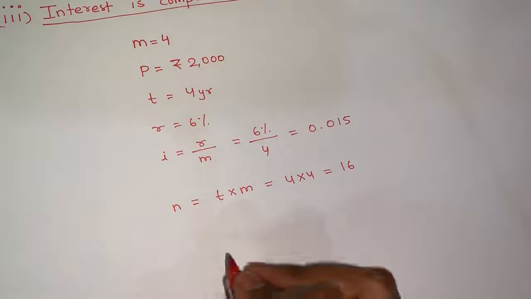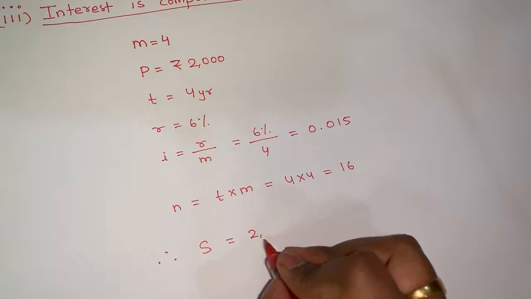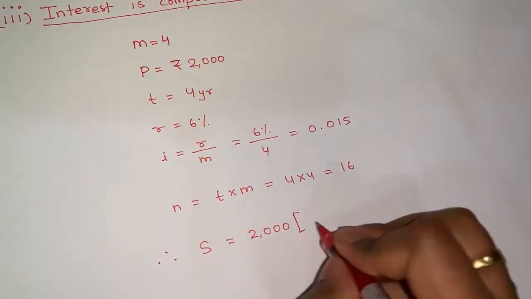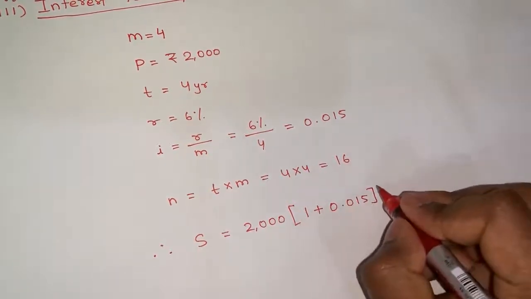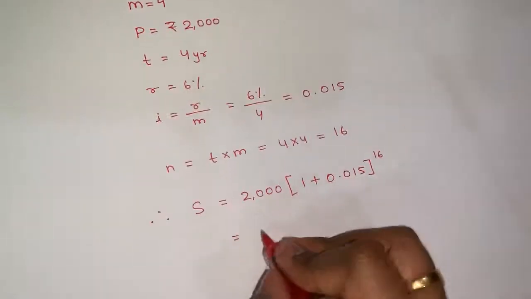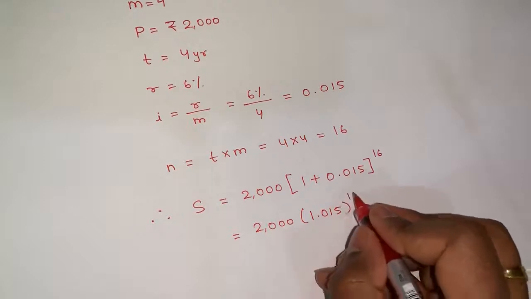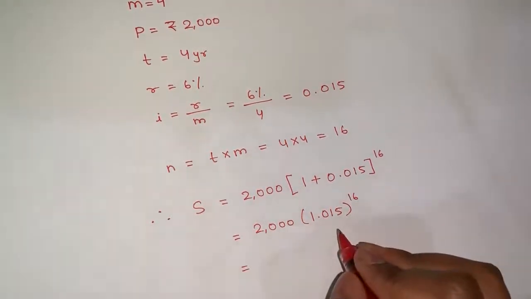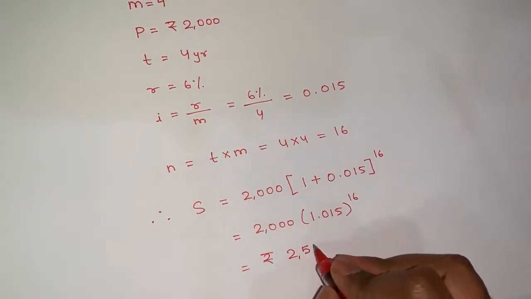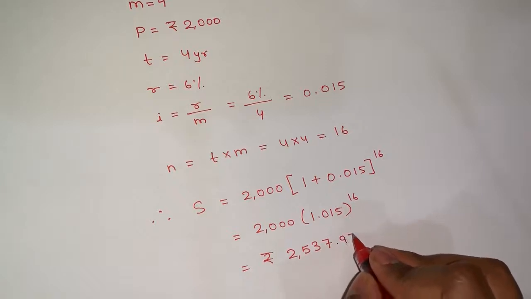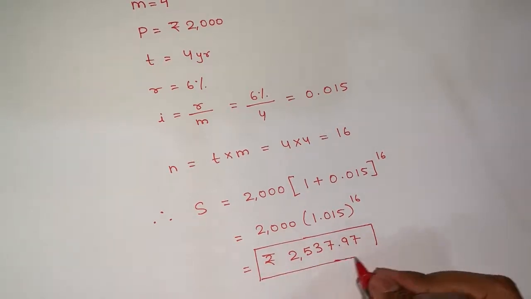Hence we can put these values in the formula and compute our amount if compounded quarterly. So amount is principal, which is 2000, (1 plus i, which is 0.015) to the power n, which is 16, which makes it 2000 (1.015)^16. If we solve this, we get the value 2537.97. Hence this is the amount if interest is compounded 4 times a year, or quarterly.